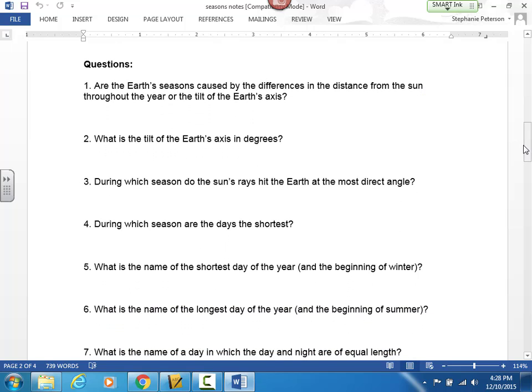Let's see if we can answer these questions now based on what we have read. Are the Earth's seasons caused by the difference in the distance from the sun throughout the year or the tilt of the Earth's axis? Hopefully you picked up that the differences are caused by the tilt of the axis. What is the tilt of the Earth's axis in degrees? The reading on the front told us it was 23.45 degrees. Your book, I believe, just gives you 23.5 degrees.